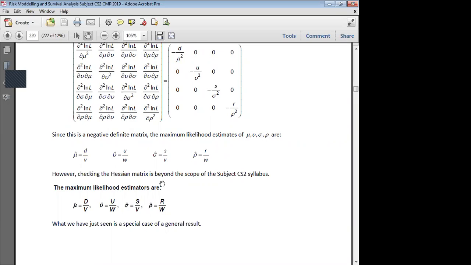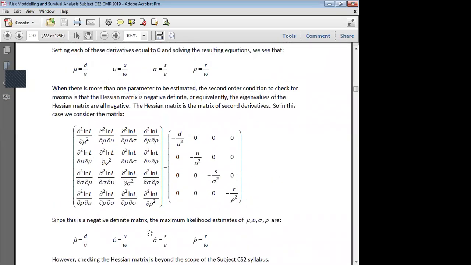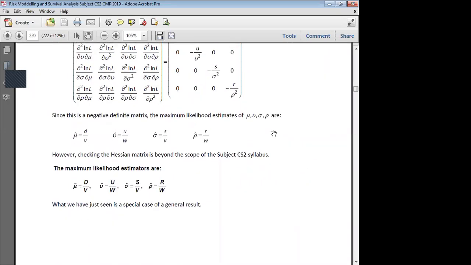And again, they have said that checking the Hessian matrix is beyond this syllabus. There is a whole different matrix theory that you can study about eigenvalues and eigenvectors. Eigenvalues and eigenvectors form the crux of so many concepts in financial applications, I would say. So it's kind of nice if you want to delve deeper into it. You should definitely look it up.